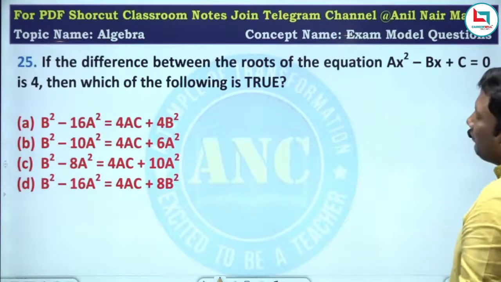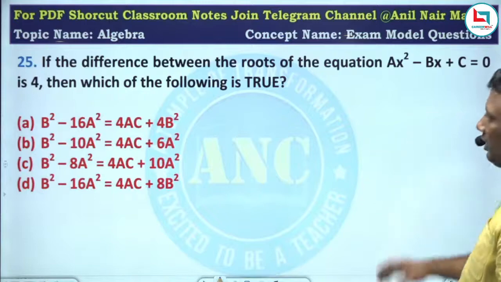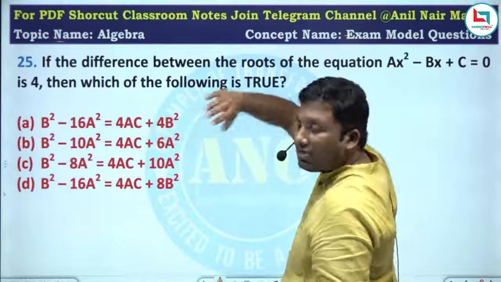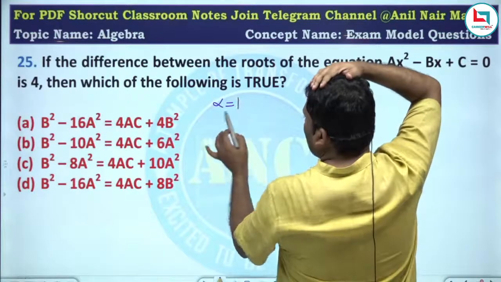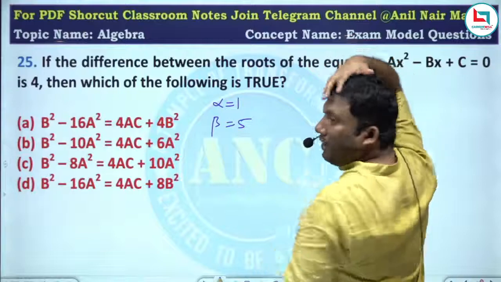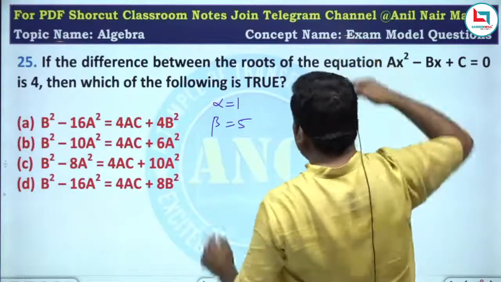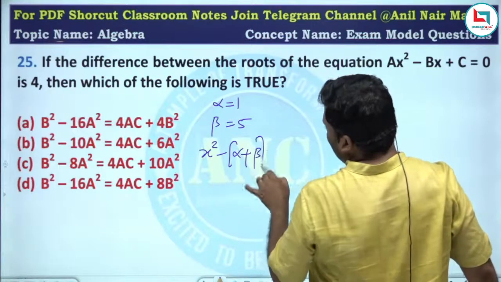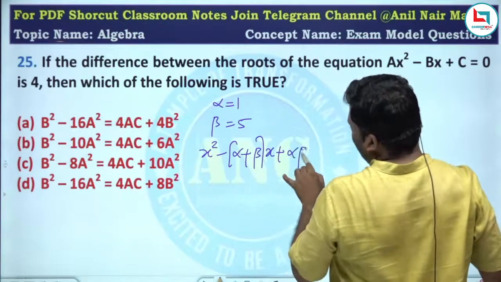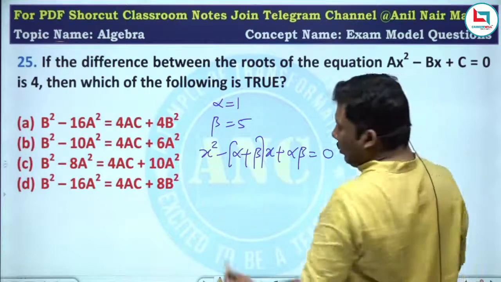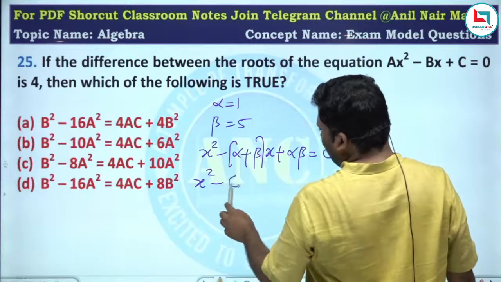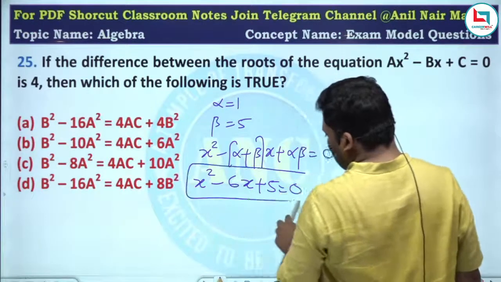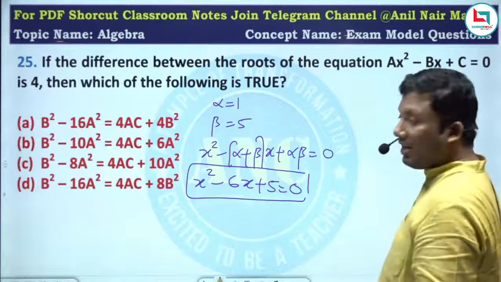What is the question? If the difference between the roots of the equation is 4. Question contains variables. Answer also contains variables. So substitution. Alpha is 1, beta is 5. So this equation will become x square minus of alpha plus beta x plus alpha beta equivalent to 0. So this will be x square minus 6x plus 5 equivalent to 0.